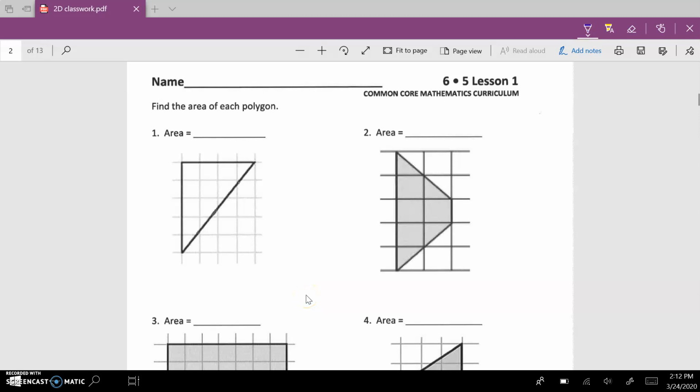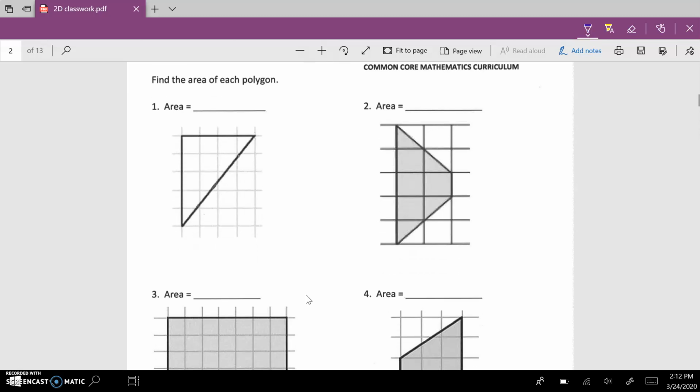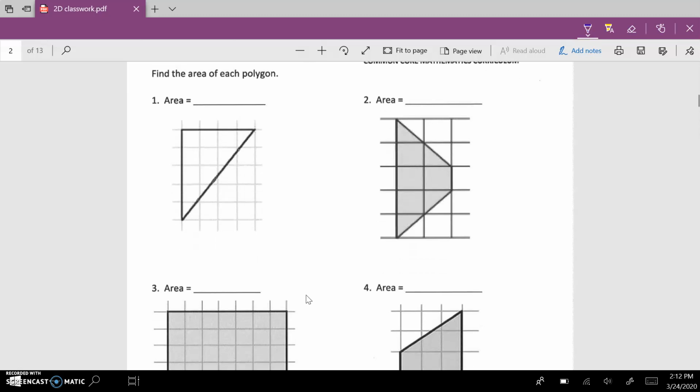All right, here we are in the classwork for Unit 5, Lesson 1, or 5.1. I'm just going to go ahead and do the first 4 problems here just to get you started. If you need any extra help after that, finishing up the classwork, you can always send me a picture and I can write on the screen for you and send it back in the email.